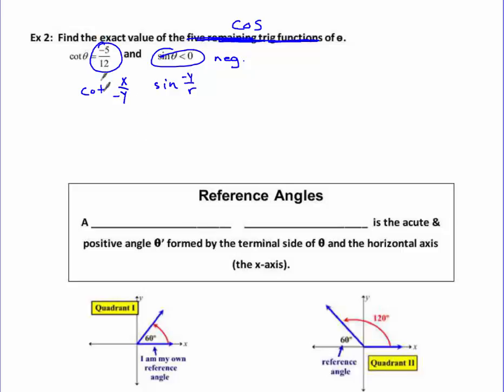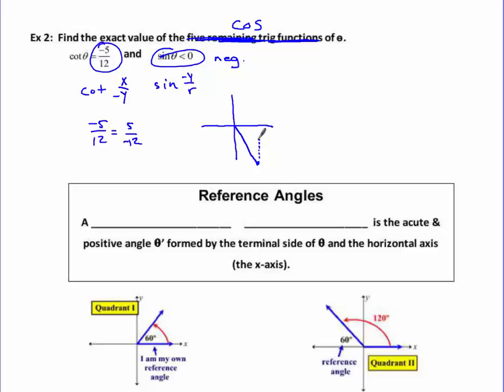So when we look at this right here, it's -5/12, which is really 5 over -12. So the x is positive, the y is negative, to make that -5/12. Now we want to think about what that looks like in our coordinate plane. So the x is 5, y is -12. So it's going to look like this.